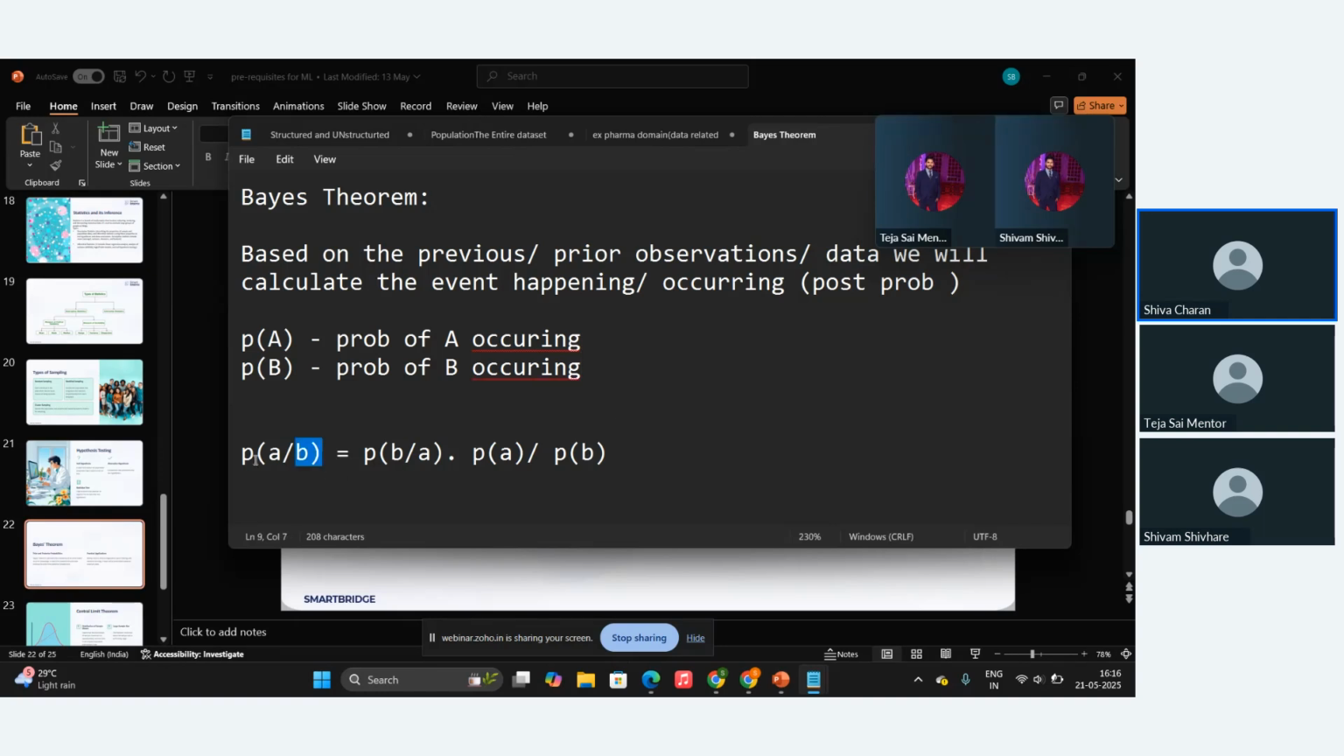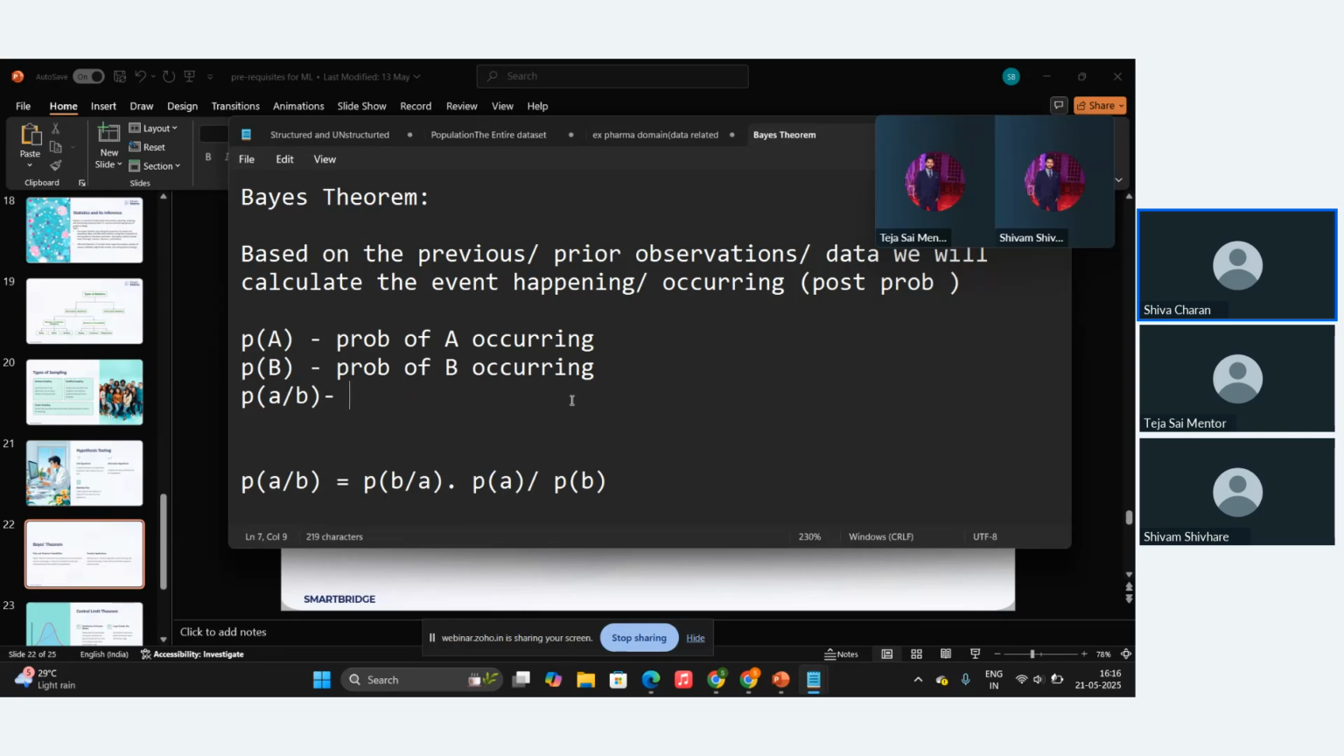So now, what is this P of A by B? P of A by B is nothing but the probability of A given B. Here we'll be calculating the probability of A based on B. Whatever the B value we are considering, let's say we are having two data points, A and B, so we'll be calculating the probability of A given B. So A by B is the probability of A given B.